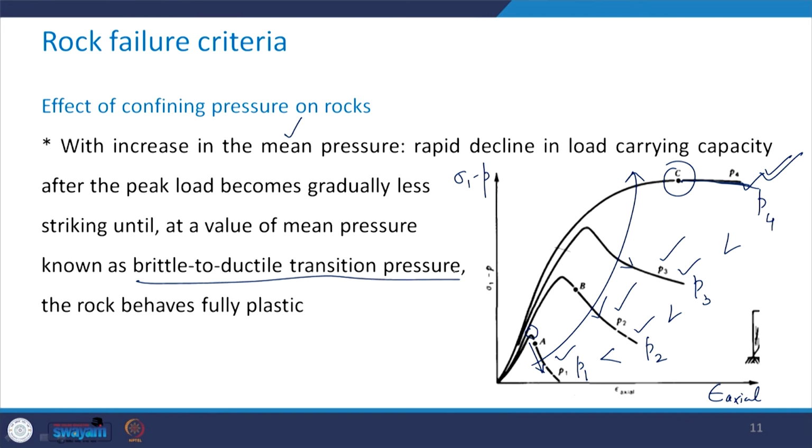That means that the same rock can behave as brittle as well as ductile depending upon the value of the confining pressure at which the test on that specimen has been conducted. Now the question comes, what can be the value of this transition pressure, or at what value of the confining pressure the material will start behaving from brittle to ductile.